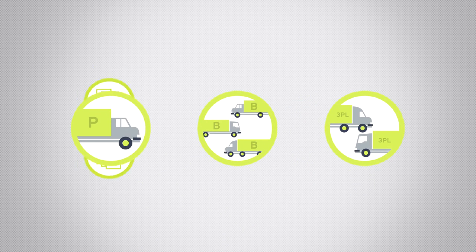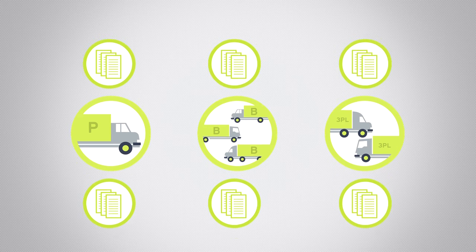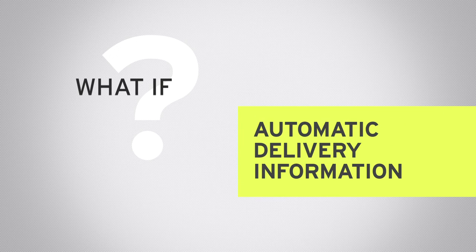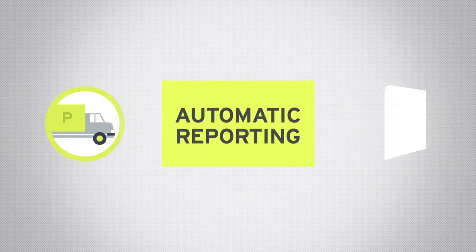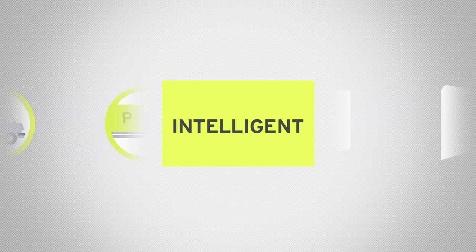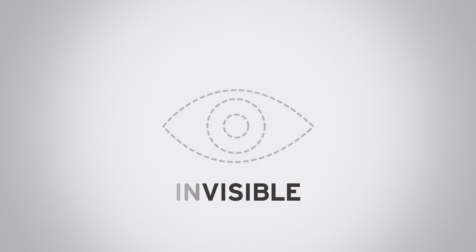What if you could monitor every delivery as it happens, regardless of who is delivering on your behalf? What if you or your customers could automatically be kept informed of their deliveries, reducing turnaround time and service issues? And what if this could be done seamlessly, notifying you when things aren't going according to plan, no matter how complex your operation? Enter 3IS from Isotrak, a pioneering solution that makes the invisible visible.